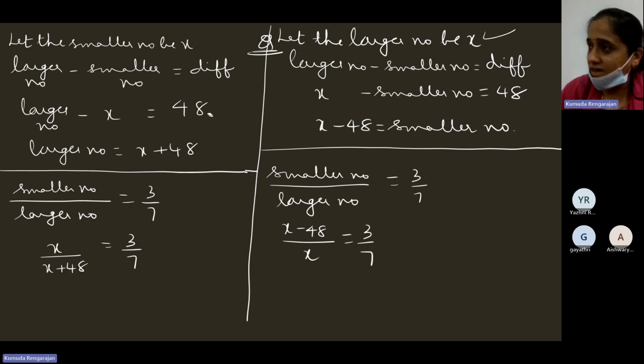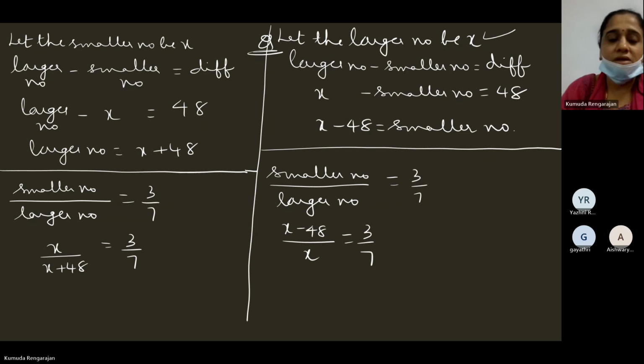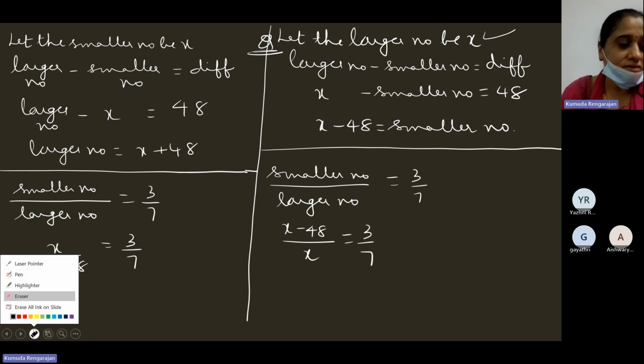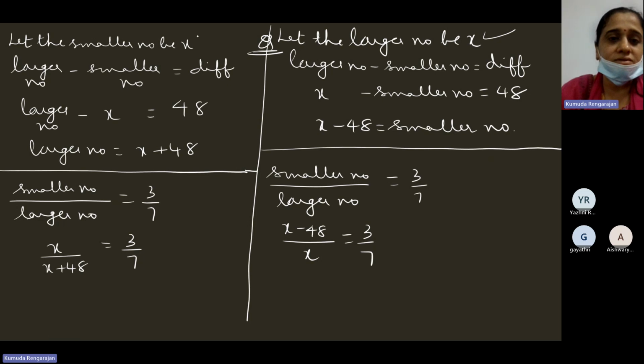If the smaller number is x, we don't know what to call the larger number. So you can work like this and get the expression for the larger number. If you call the smaller number as x, then the larger number is x plus 48. So we have assumed using the difference. Now we have to construct the equation. How? Using the ratio 3 to 7.